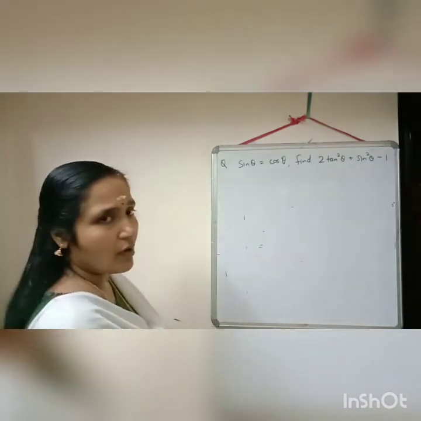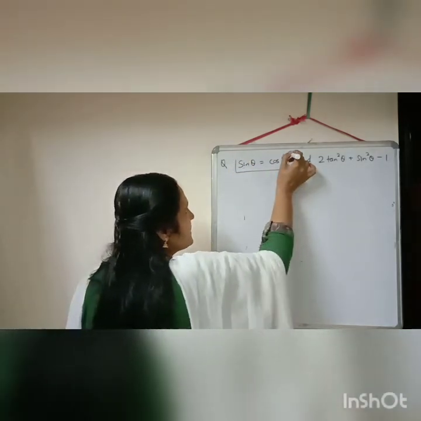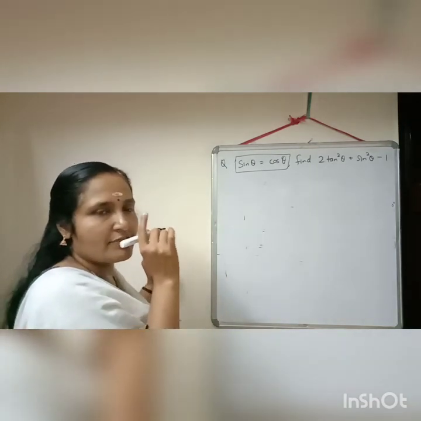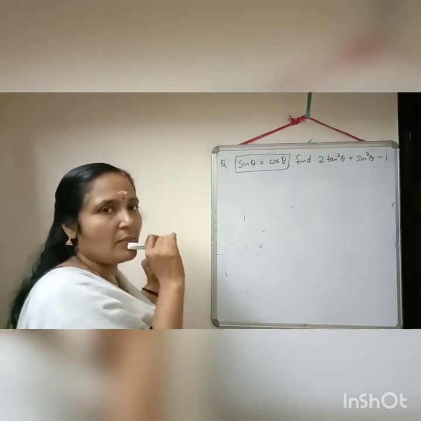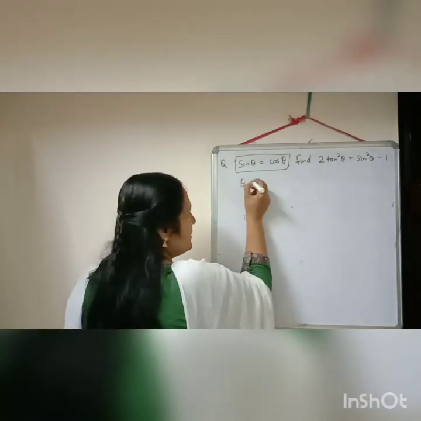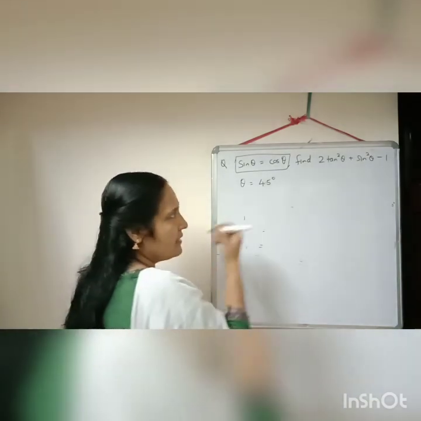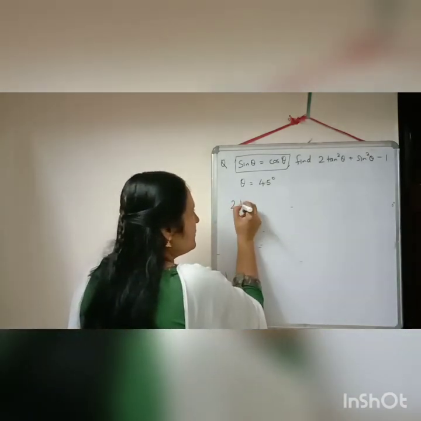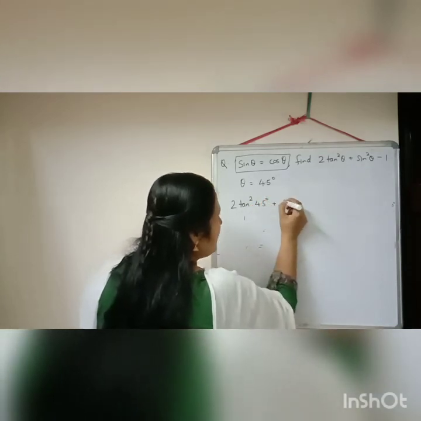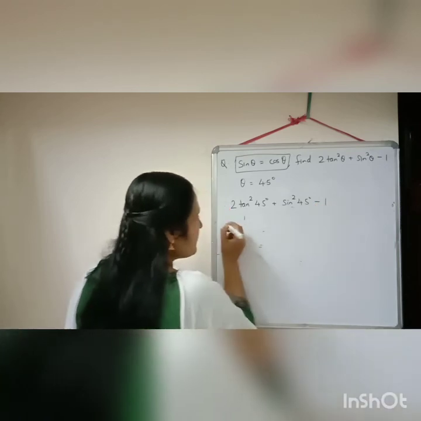Now here, to solve this question, you can use this concept. Sin theta is equal to cos theta. When we are getting both the values of sin theta and cos theta equal, when theta is equal to 45 degrees. So here we can write theta is equal to 45 degree. Now we can substitute the value. 2 tan square 45 degree plus sin square 45 degree minus 1.